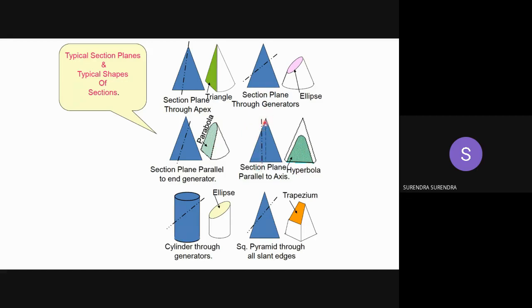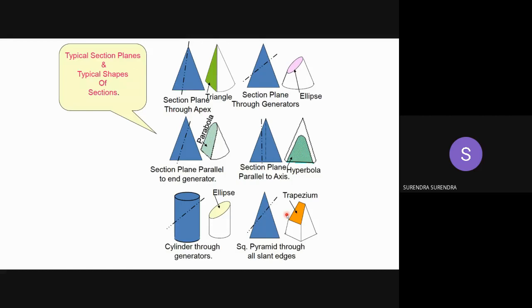When the section plane is not intersecting the axis and only passes through one side of the cone, we get a hyperbolic shape. Similarly, for a cylinder, square prism and pyramid, these are the various examples of sectioned solids.